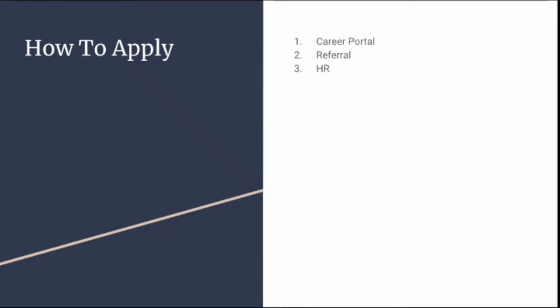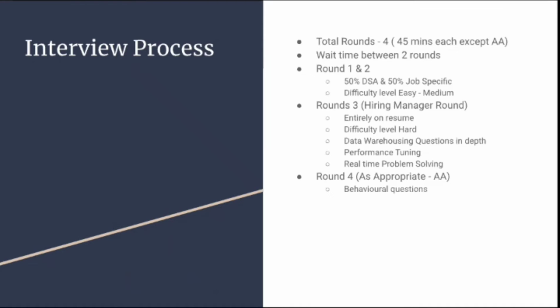There are a total of four rounds. Each round will last for around 45 minutes, except the last round, which they call the AA round, as appropriate. Then there is a huge gap between two rounds. For example, for me, there were 3 weeks of gap between the third and fourth round. So at least you will get 1 week to study for the next round.